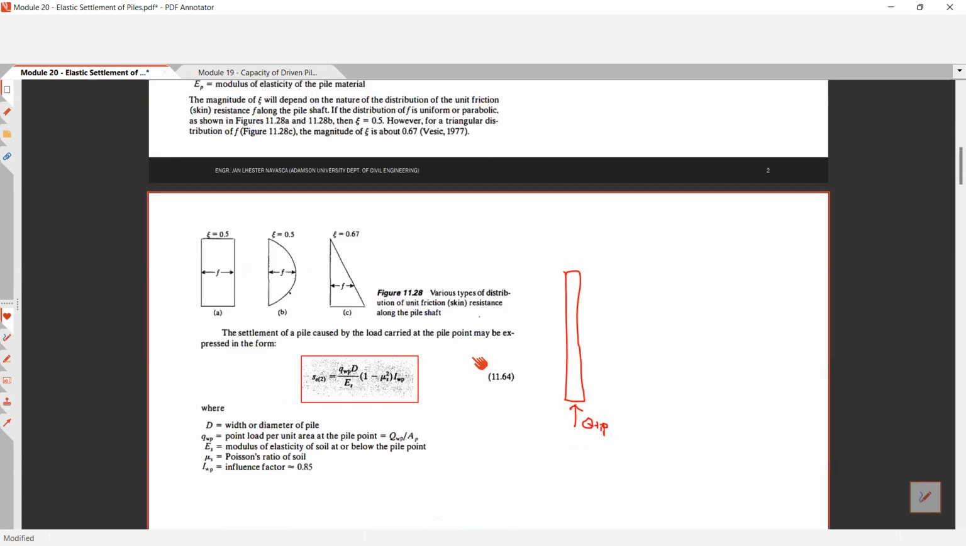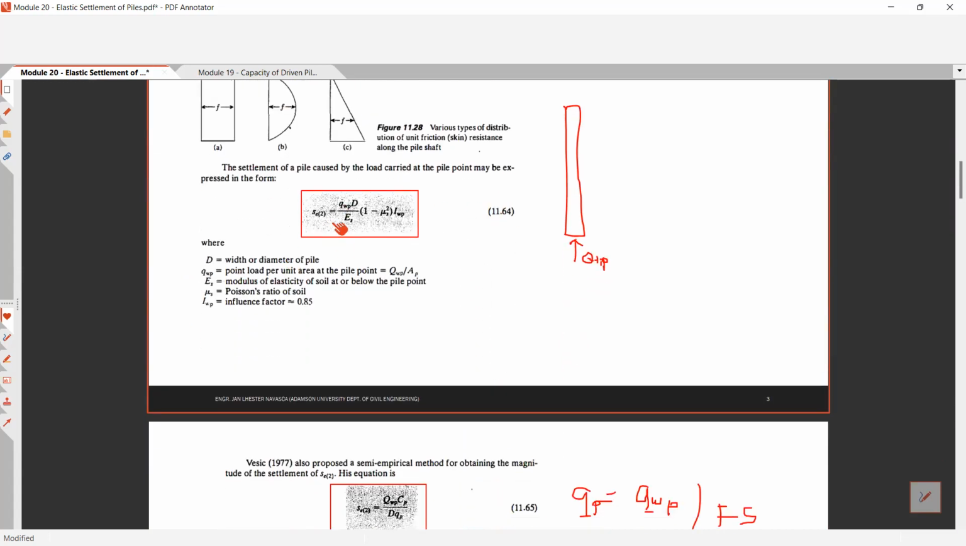Okay, and SE2 is given by this equation, whereas your small letter Q sub WP is the load per unit area at the pile point, or basically your Q-tip divided by the area at the tip. Okay, so that is force per unit area at the Q-tip, or the pressure at the Q-tip, the tip of the pile. Okay, given by this equation, D over ES, 1 minus mu squared S, IWP, and the influence factor for the end-bearing piles is 0.85. Okay.